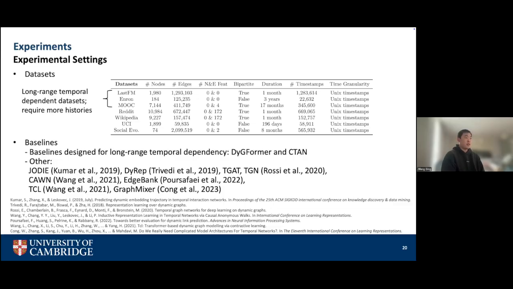And for baselines, we also considered 2 types of baselines. First are the baselines designed for long-range temporal dependency, which are DyGMamba and CTAN, and the other ones: Jody, DyRap, TJAT, TGN, CAW, EdgeBank, TCL, and Graph Mixer. If you are doing dynamic graphs, you will be very familiar with them.